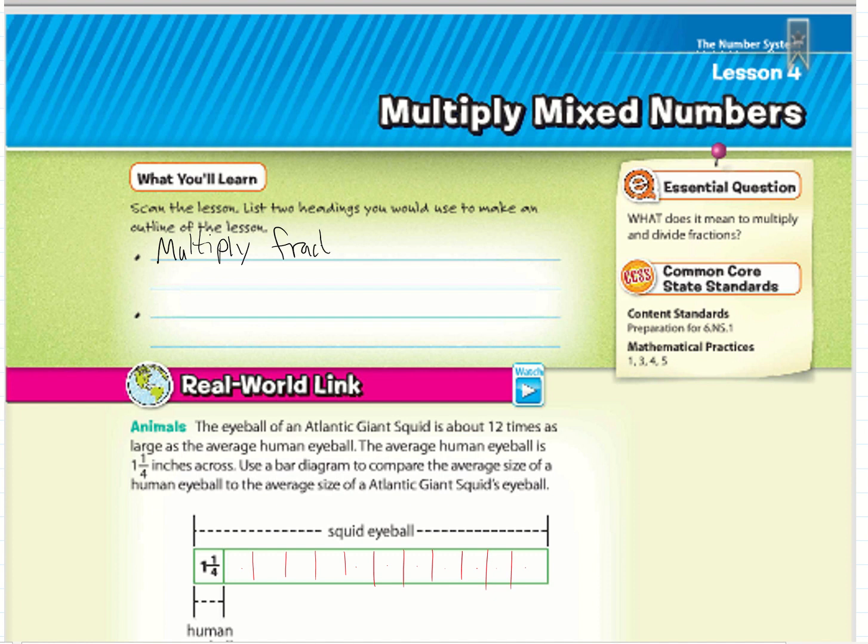fractions and a mixed number. And just a reminder, a mixed number is a number that has a whole number tied to a fraction, like 2 1/2. That would be considered a mixed number. And we're also going to be multiplying mixed numbers together.